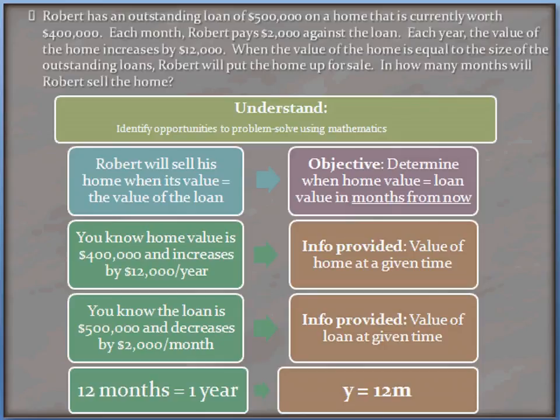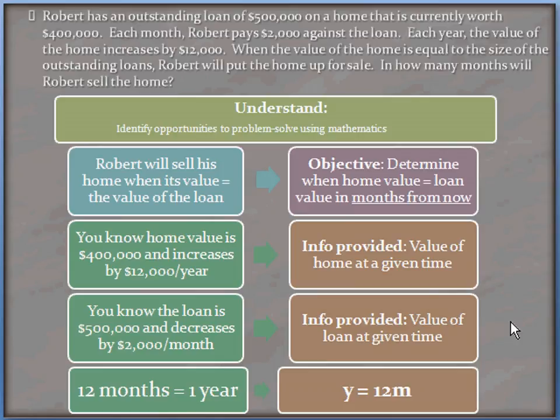So let's look at the information that we're given. What do we know? Remember that we want to set the value of the home equal to the value of the loan. So let's see if we have all the information we need to write these things down. First, do we know the home value? Well, we can see from our problem statement that the home is currently worth $400,000. We can also see that the value of the home is increasing by $12,000 every single year. So the value of the home as a function of time is given to us. We also know that the loan is $500,000 and that Robert is paying down the loan at a rate of $2,000 per month. So we also have the value of the loan as a function of time.